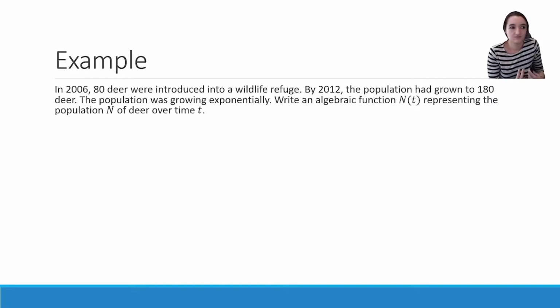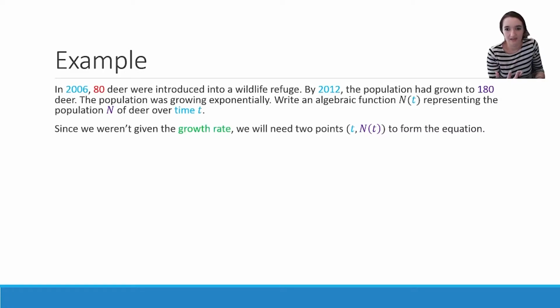Since we weren't given a growth rate, we don't have k, so we're going to have to figure out k for ourselves. Like I said, sometimes that's going to happen, it's not going to be so nice. So we'll need to take 2 points to form the equation and solve for k. Point number 1 is 2006, 80 deer. And the second point is 2012, 180 deer.